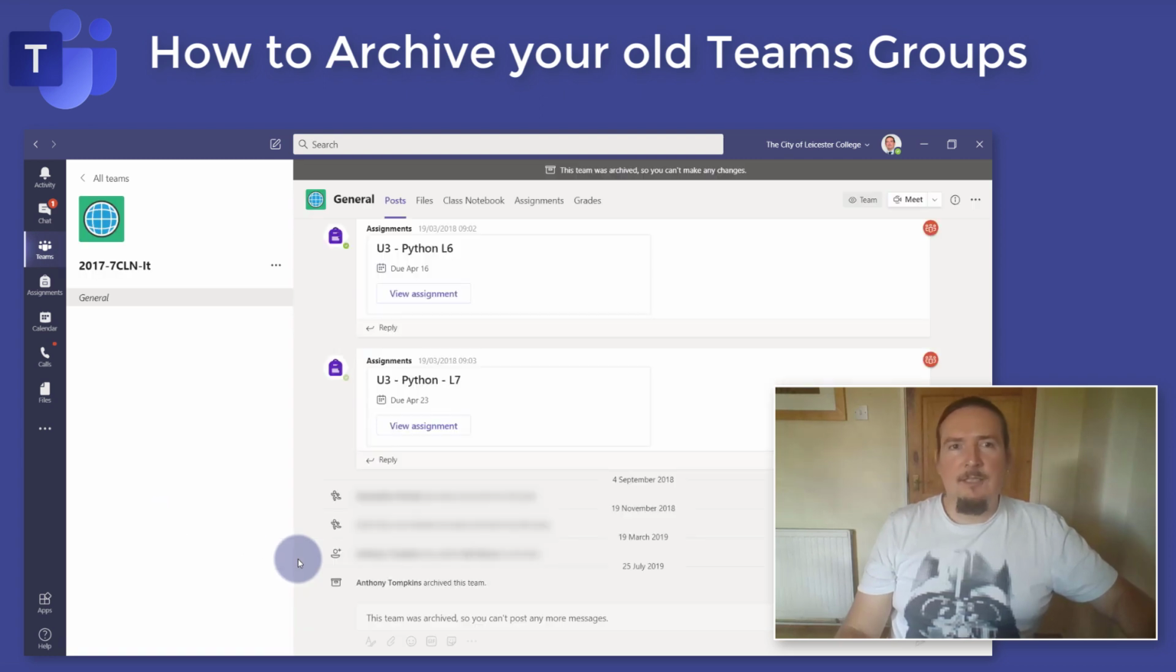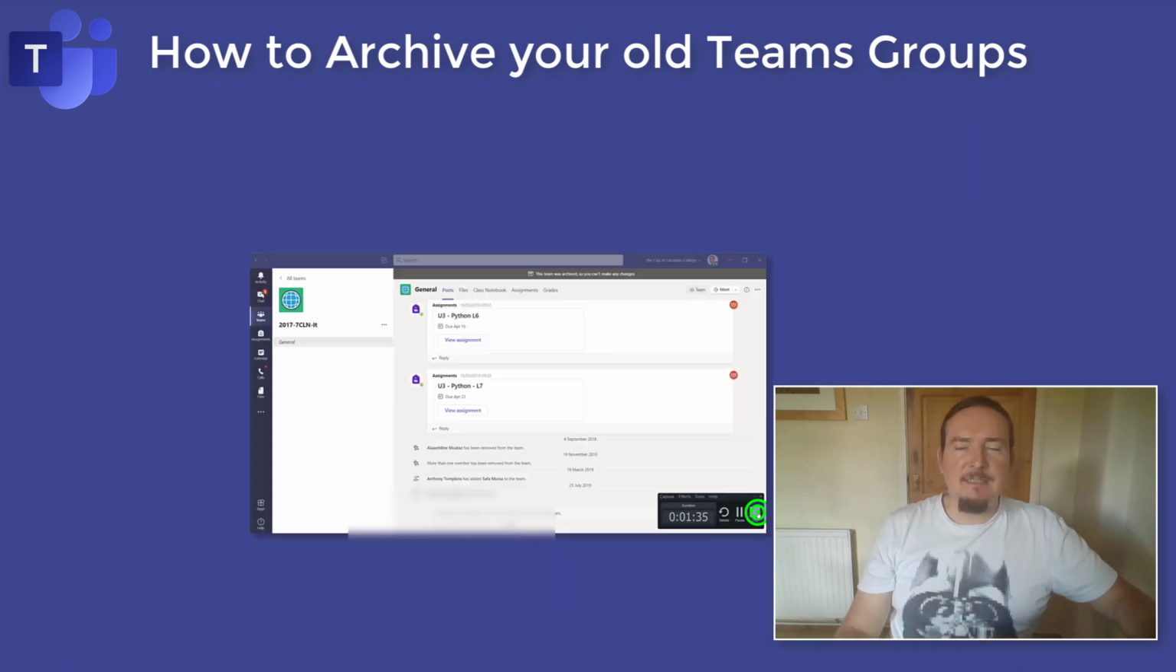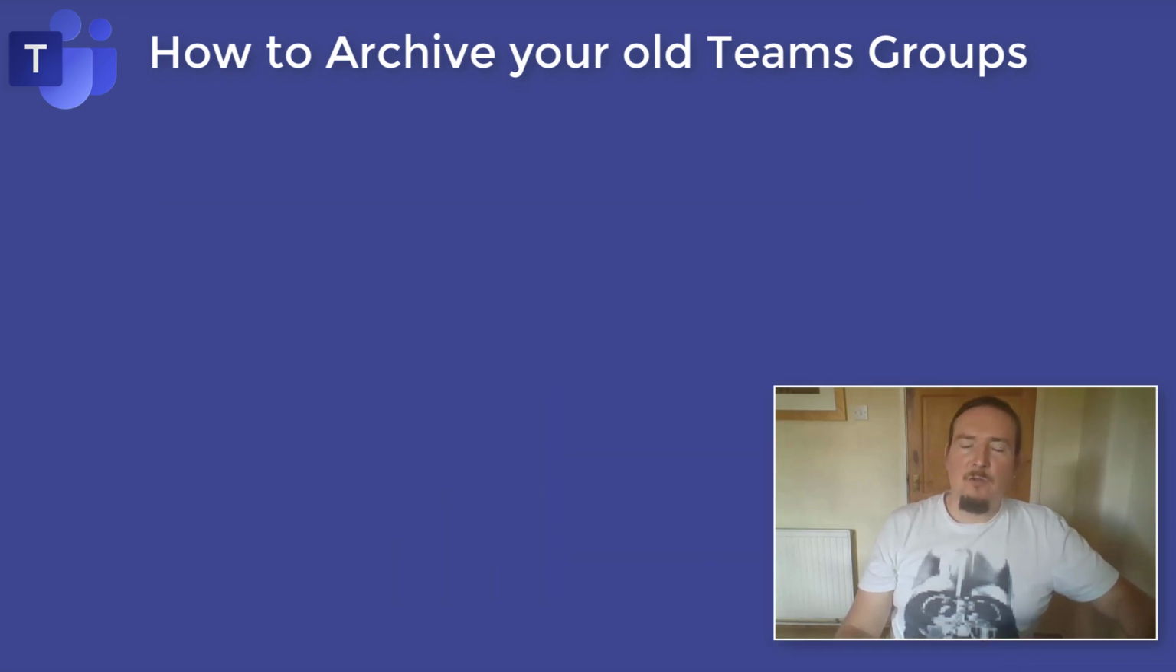You can see clicking on this 2017 team lets me access the posts, assignments and associated OneNote class notebook for that group. Whilst it's archived like this, any member can still access it this way, but it's read-only, so no further changes can be made. This will allow you and your students to look back and find things you covered in previous years without the danger of losing it or deleting it.